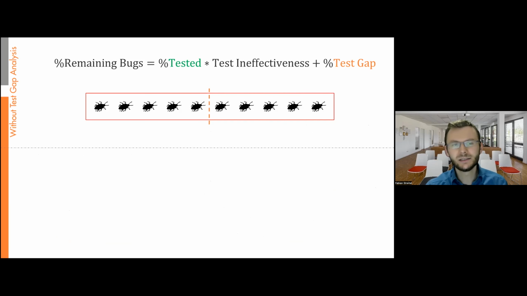Now, what we did in the study is, first we looked at the situation without test gap analysis. We know that half the code changes made it into production completely untested, and all the bugs that were in there also made it into production.